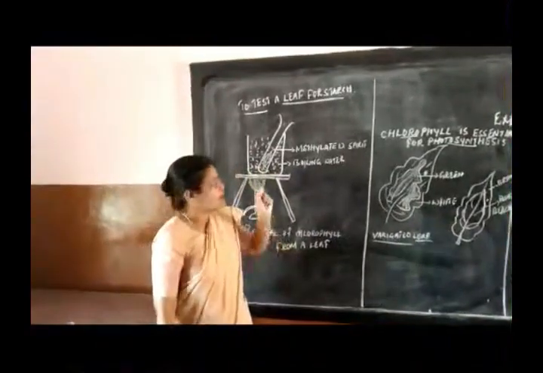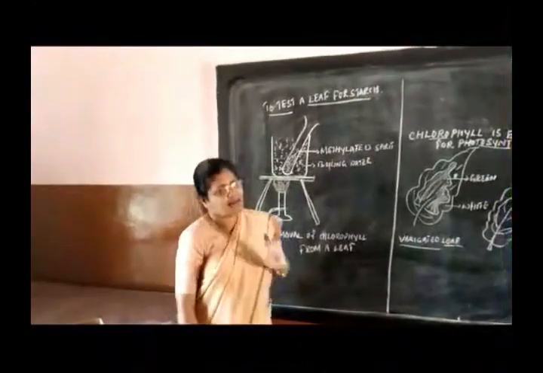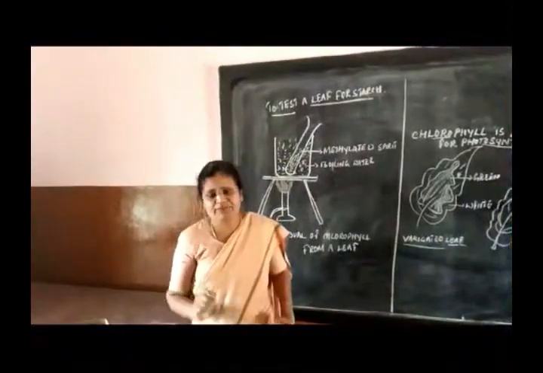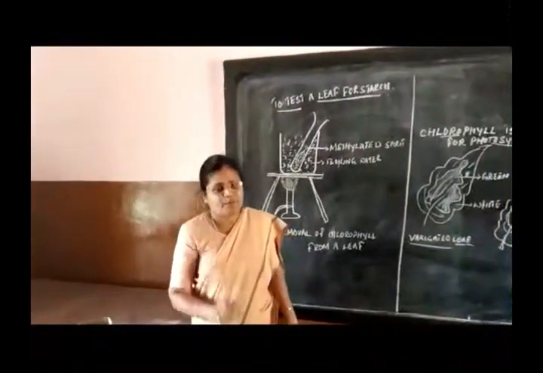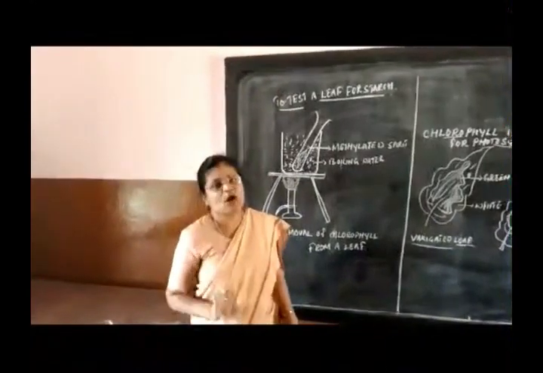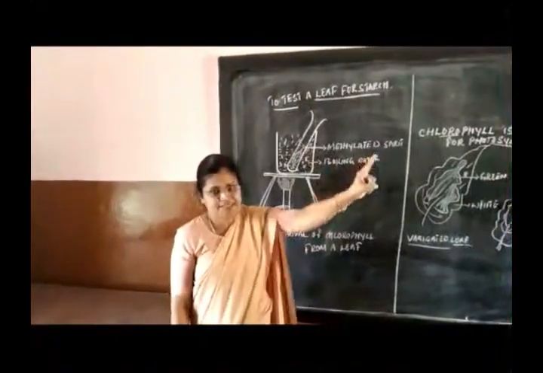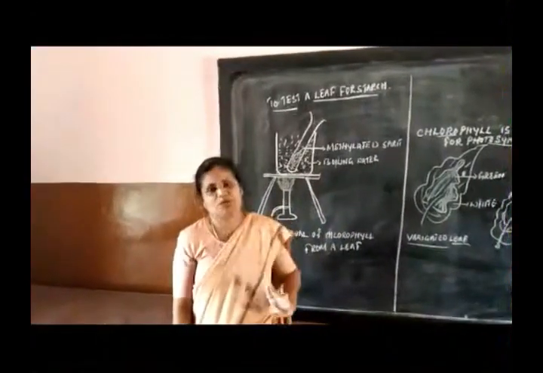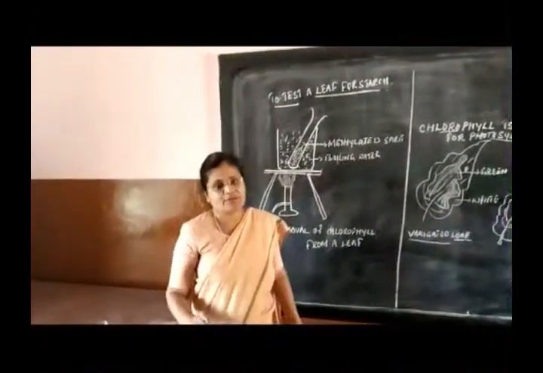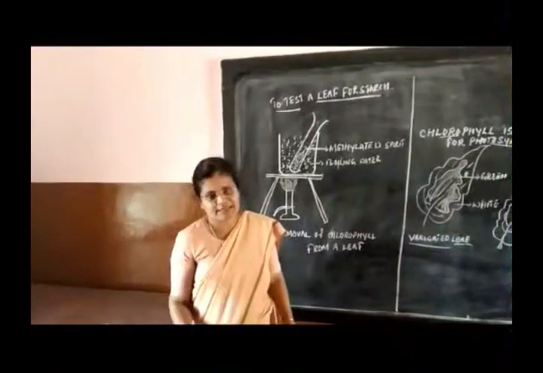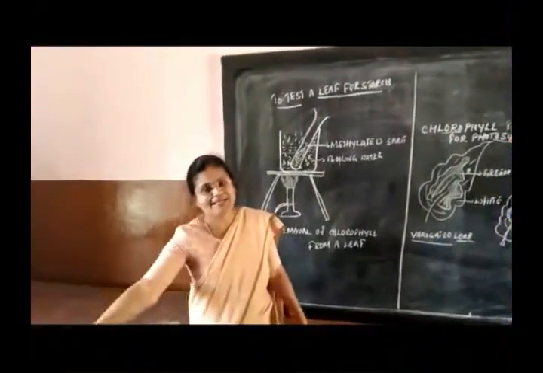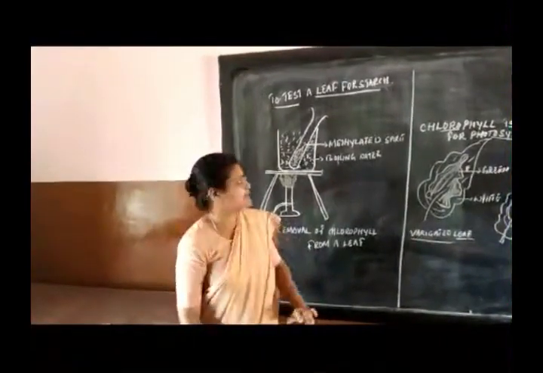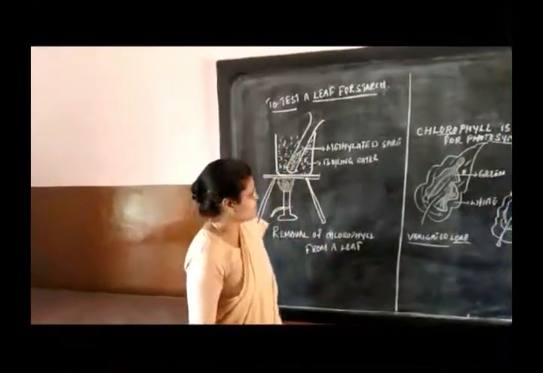This is the second step. The second thing they'll ask you is, why do you boil the leaf in methylated spirit? We boil the leaf in methylated spirit in order to remove the chlorophyll. The first step is to kill the cell. The second step is to remove the chlorophyll. The chlorophyll can be removed only when you boil it in methylated spirit, and you cannot boil directly on the fire because it is highly inflammable. It's because of that we are doing it over a hot water bath.